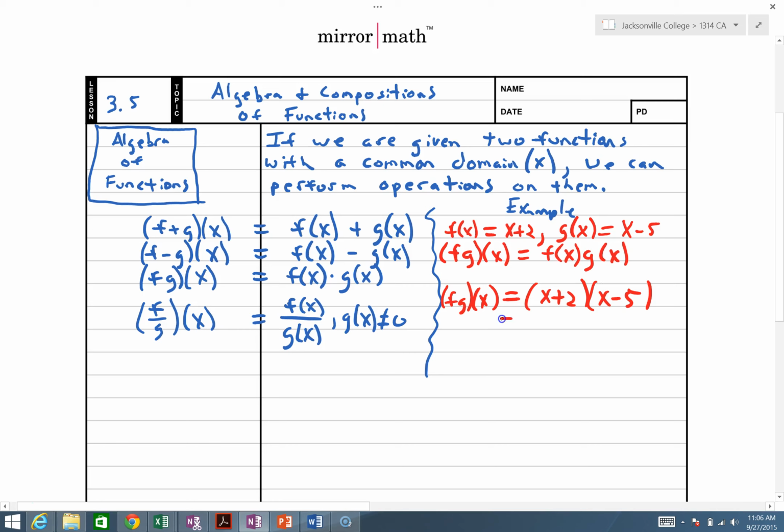Alright, now I can do some multiplying. X times x is x squared. X times minus 5 is minus 5x. 2 times x is plus 2x. 2 times minus 5 is minus 10. Combining my like terms here yields minus 3x in the middle. Alright. And likewise, we could do all of these other operations.